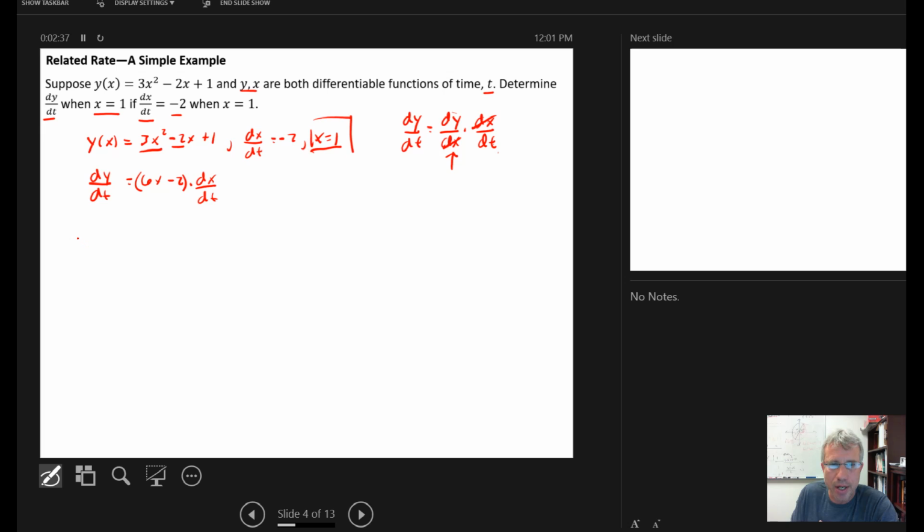So to do that, we want to plug in x equal to 1. So we'll get dy/dt when x is equal to 1 is just going to be plug 1 in for x. So we get 6 times 1 minus 2. And then dx/dt is showing up right here. So we just replace dx/dt with the derivative of x with respect to t when x equals 1, so times negative 2. And then we just want to simplify. So we get 4 times negative 2, or negative 8, as our value for dy/dt.